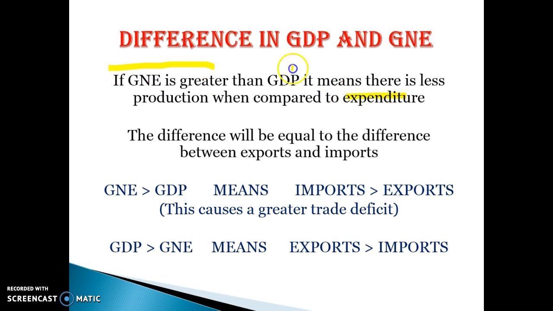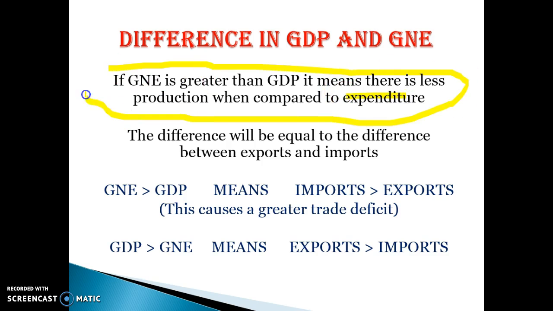and generally this will be synonymous with increasing debt. So if G&E is higher than GDP, our debt's likely to be growing. And the difference between our exports and imports: G&E greater than GDP, imports greater than exports, causes a higher trade deficit and eventually more debt. D for debt. If GDP is greater than G&E, it means exports are greater than imports, and our international debt is likely to be falling. And this was the case during our mining boom.